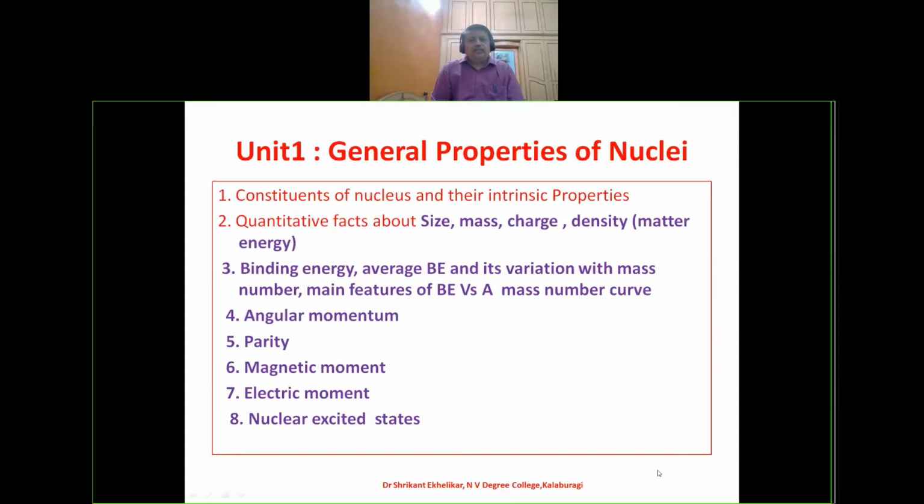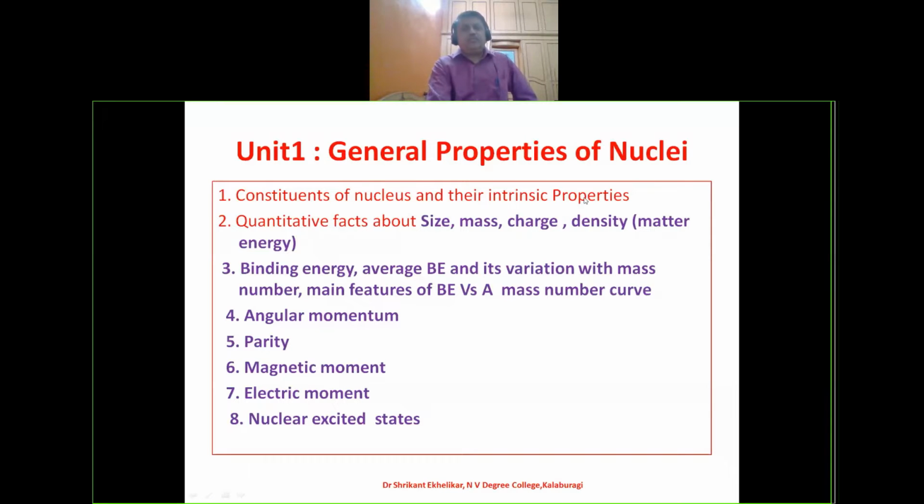Unit 1. Unit 1 title is General Properties of Nucleus. In this general properties, what we are studying first is the composition of nucleus. So what the nucleus consists of, what is there inside a nucleus. We know the atomic structure, the atom is at the center and electrons are revolving around the nucleus. Now we go into the nucleus and try to understand what is there inside a nucleus.